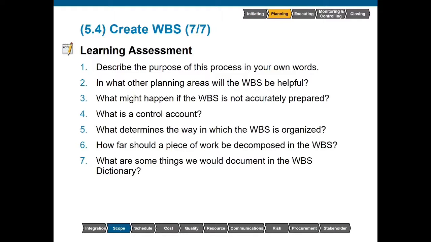What are some things we would document in the WBS dictionary? The WBS dictionary would include things like the schedule milestones, cost estimates, description of the work, maybe code identifiers. It's as much information as we believe that we would need.